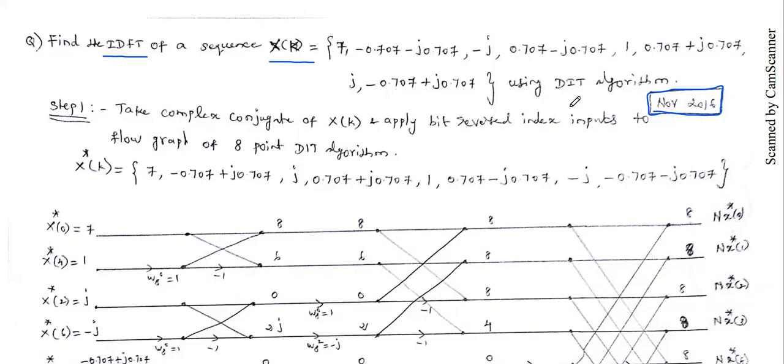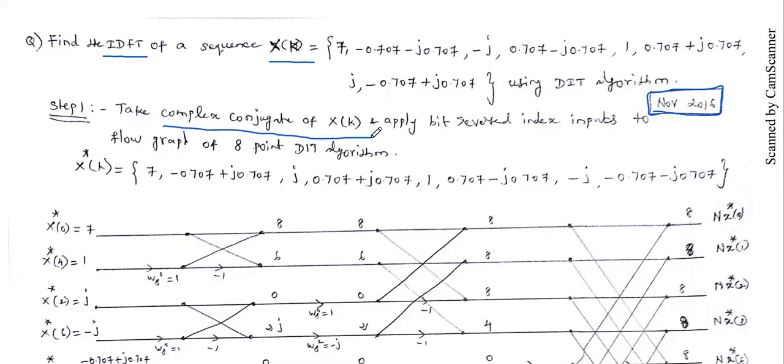Already you know using the DIT algorithm and the DIF algorithm, we can perform the DFT of the time domain sequence, and the inverse DFT is also performed by the same butterfly diagram. But in order to do the inverse DFT, we have to follow additional 3 steps. What is the first step? The first step is that we have to take the complex conjugate of the given value X of k.